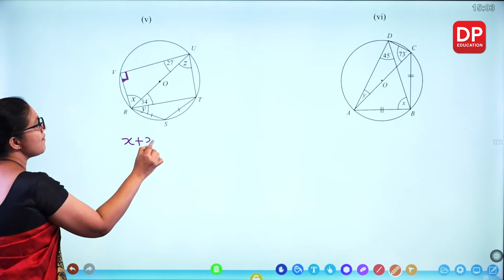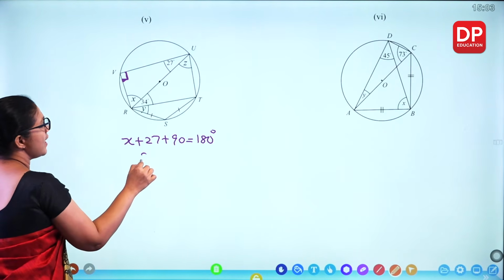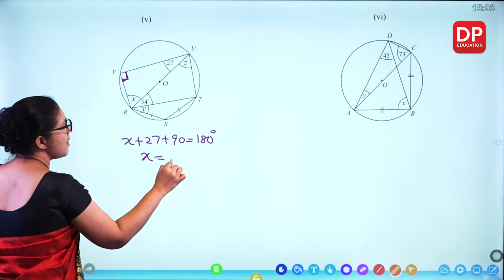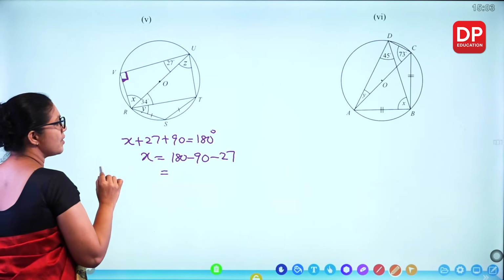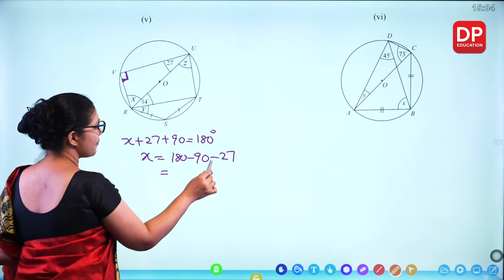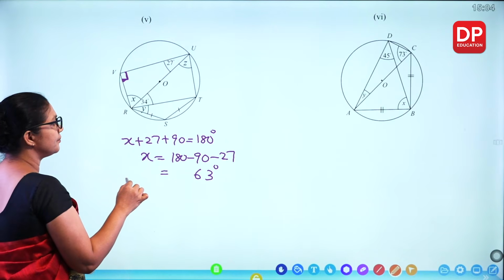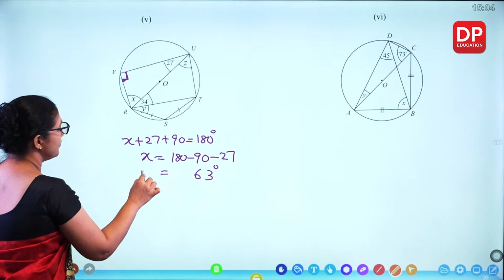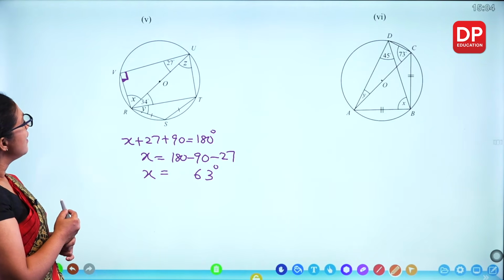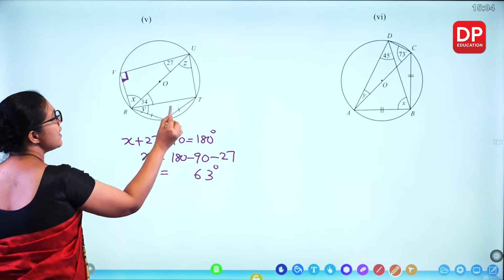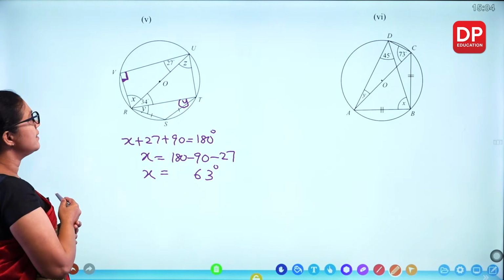x plus 27 plus 90 equals 180. So x equals 180 minus 90 minus 27. You get 63 degrees for x. And here these two lengths are given equal, so this becomes y. Isosceles triangle.